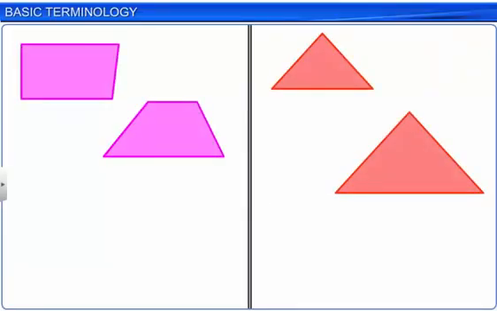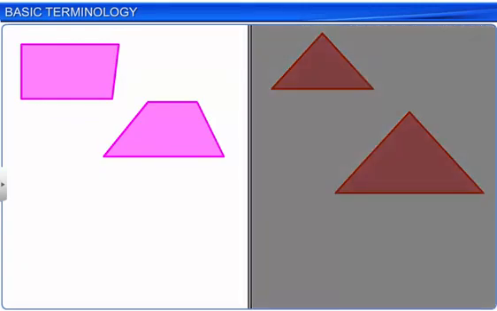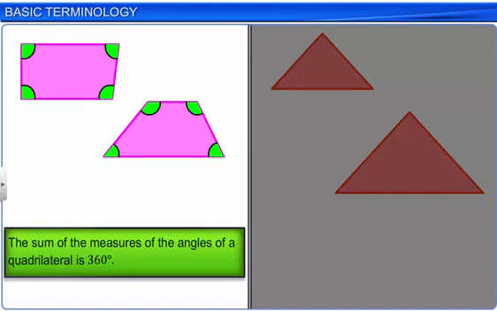Now, let's perform a couple of activities. In the first activity, we'll find the sum of the measures of the angles of some quadrilaterals. We know that the sum of the measures of the angles of a quadrilateral is 360 degrees. If we perform the same activity for any quadrilateral, the result will be the same.